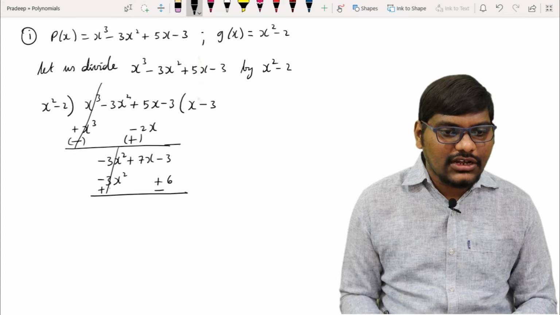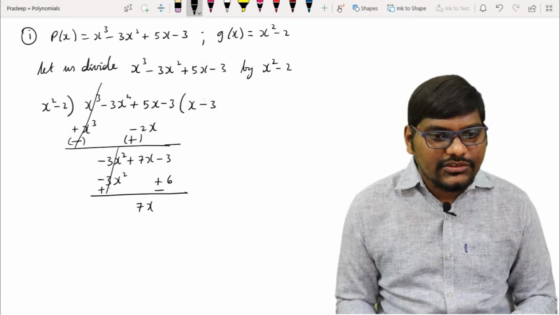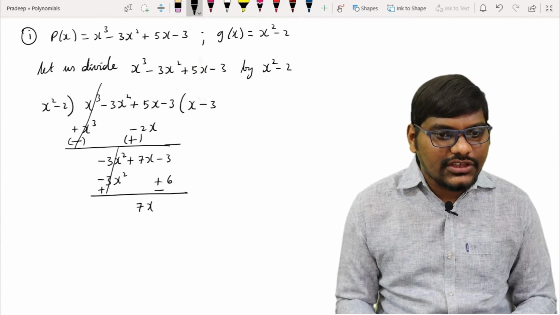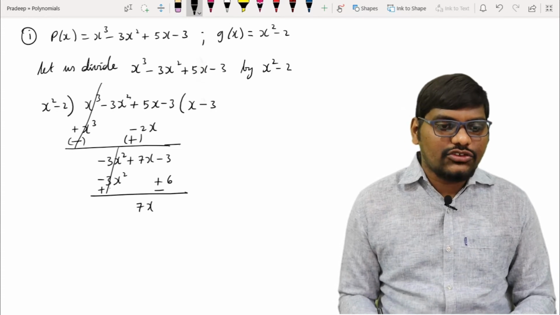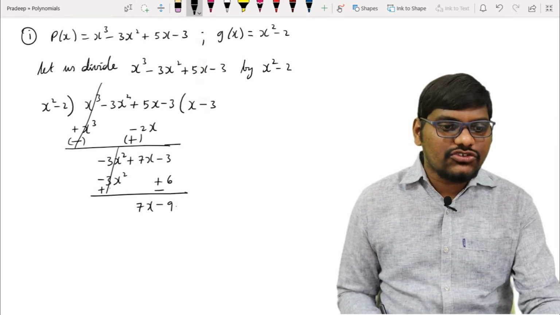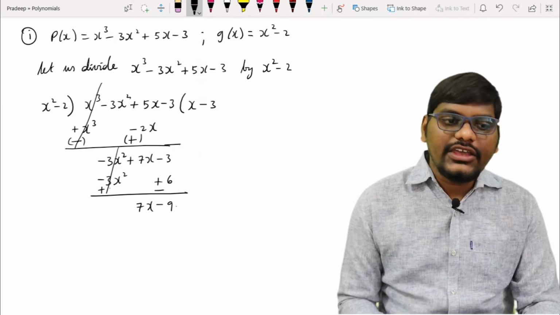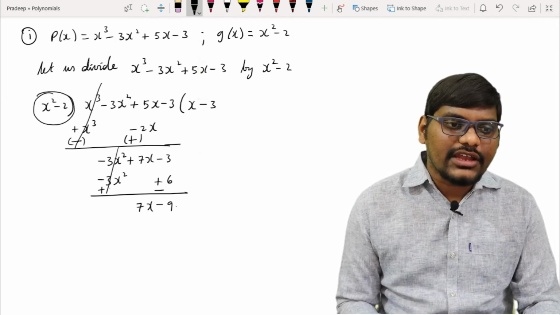The remaining terms I'm writing down, that is 7x remains, and this is minus 6 and this is minus 3. So this will become minus 9. Okay, so we'll just continue to do forward. We got 7x minus 9. Here the divisor is x square minus 2.